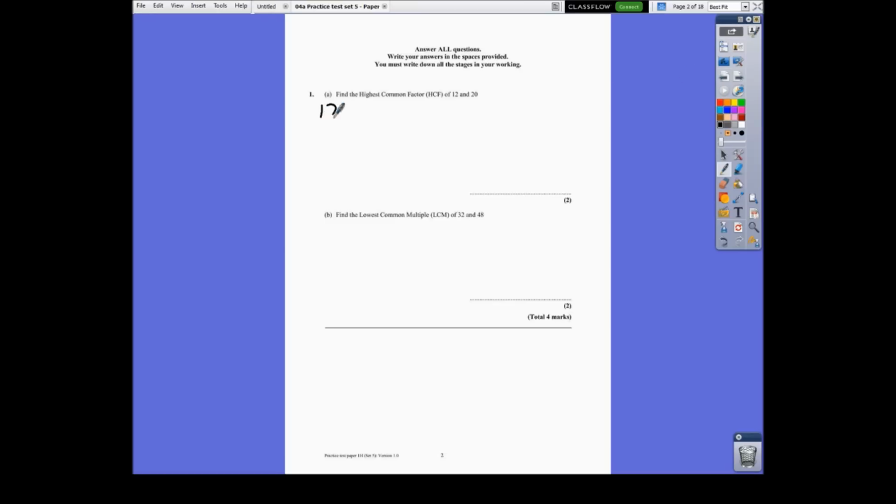I'm going to do this with a Venn diagram just so that we're getting good practice. If we break it down into its prime factor decomposition, 12 would be 2 times 2 times 3. 20 we can break down to 4 times 5. 5 is prime. 4 can be 2 times 2.